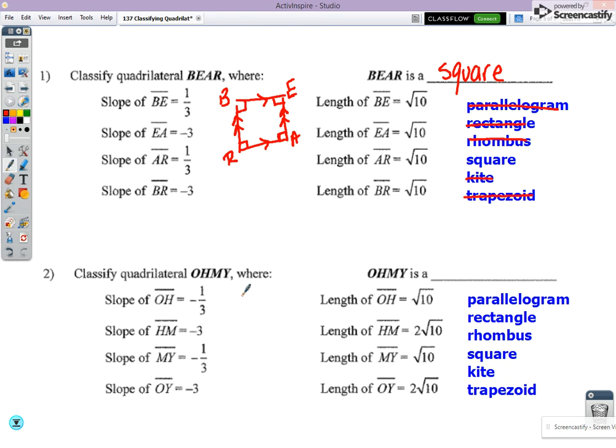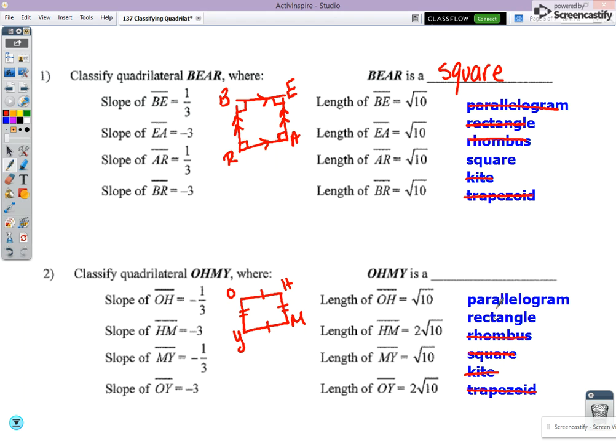For OHMY, I'm again going to draw my little square-looking thing, even though I don't know if it's a square yet. OHMY, right? Again, the letters have to go in order. Here I'm going to start by looking at the lengths, because you could do that as well in your thought process. I can see that OH and MY are congruent, HM and OY are congruent. Opposite sides are congruent, and that's another way to prove that something's a parallelogram. So I can again cross off kites and trapezoids. But I can also see that not all four sides are congruent to one another, so it can't be a rhombus, it can't be a square.